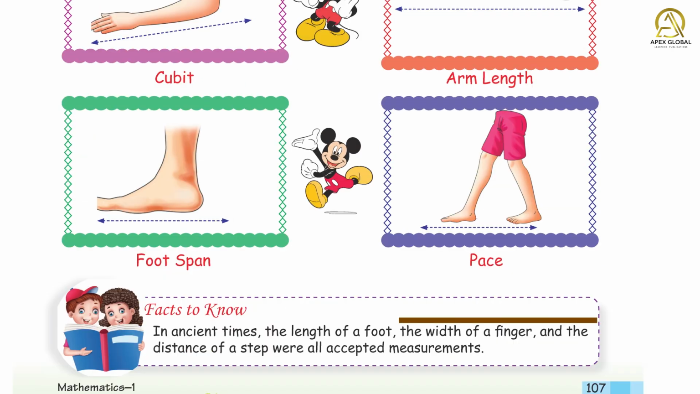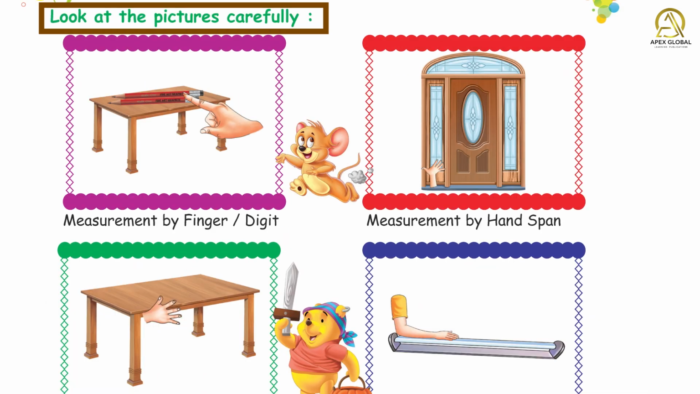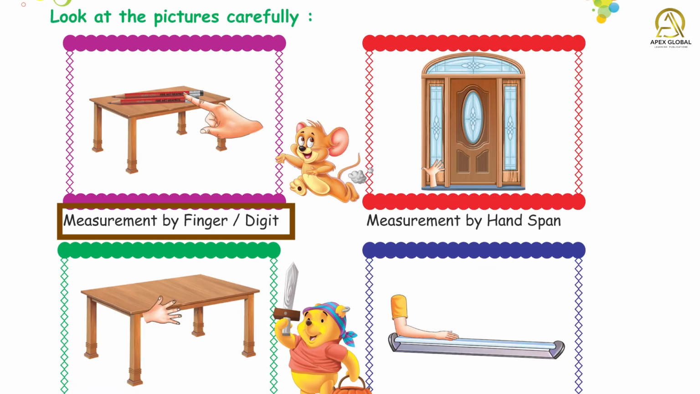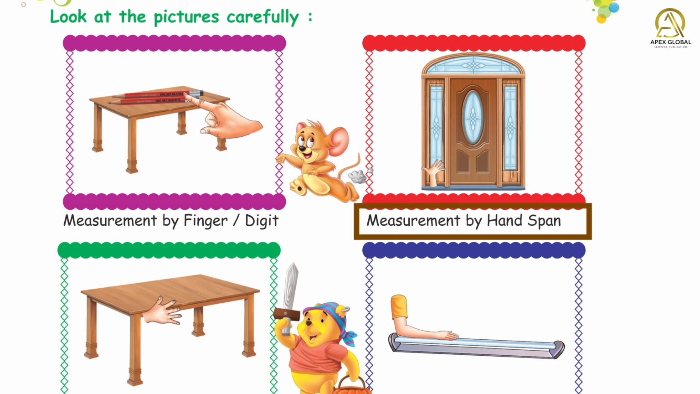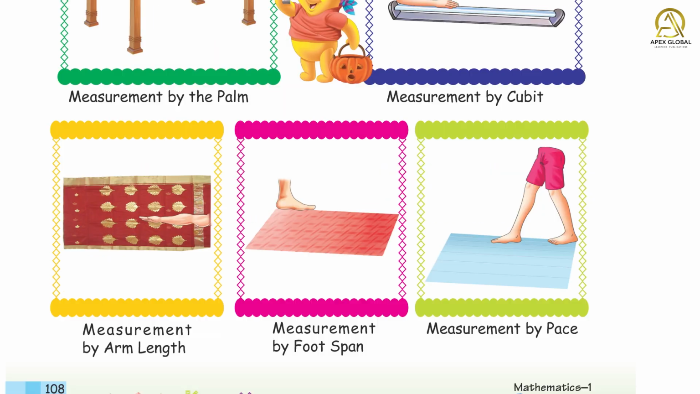Facts to know. In ancient times, the length of a foot, the width of a finger and the distance of a step were all accepted measurements. Look at the pictures carefully. Measurement by finger, digit, measurement by hand span, measurement by the palm, measurement by cubit, measurement by arm length, measurement by foot span, measurement by pace.